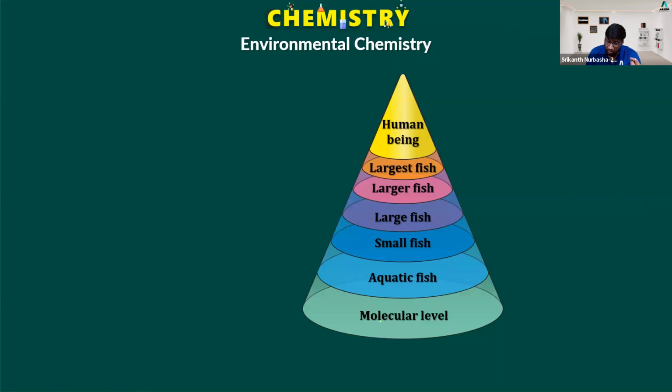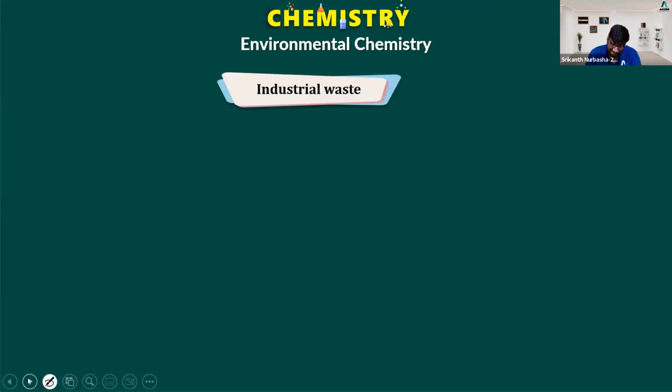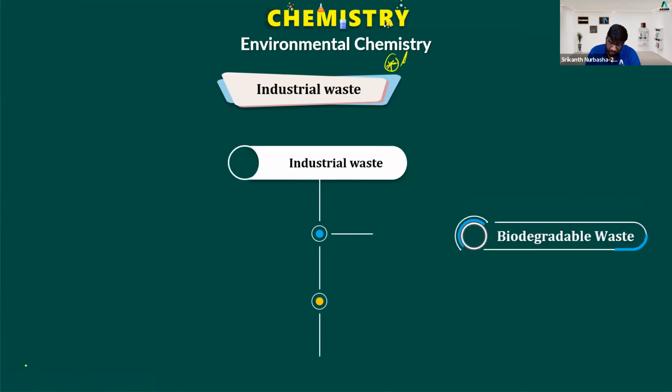So this is a level, like molecular level, then aquatic fish, small fish, large fish, largest fish, and human being. We keep ourselves among the top. Then comes the industrial waste. What kind of industrial waste can you think of?